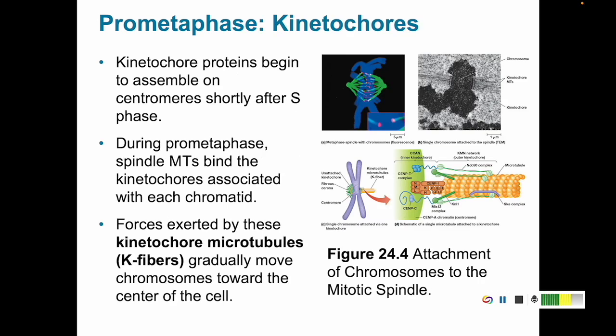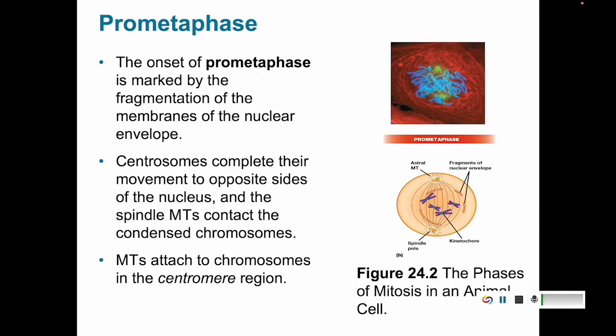So kinetochores start attaching to the centromeres shortly after S phase is completed. And during prometaphase, the spindle microtubules are going to attach to the kinetochores that are associated to each chromatid. So you have your chromosomes with their chromatids connecting to the kinetochores, which are here in red, connecting to the microtubules, which are here in green. And those kinetochore microtubules are going to exert forces, pushing and pulling, to move the chromosomes into the center of the cell, right in between both of those spindle poles here.